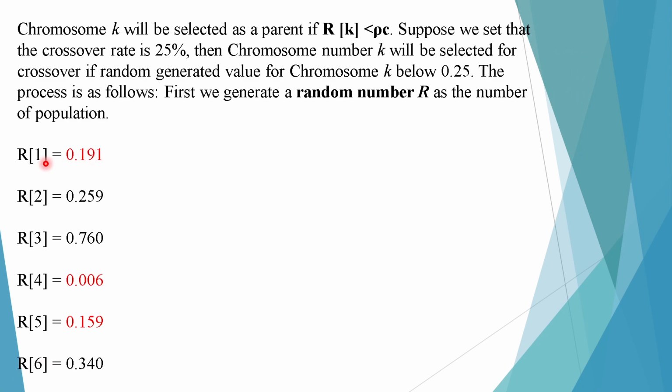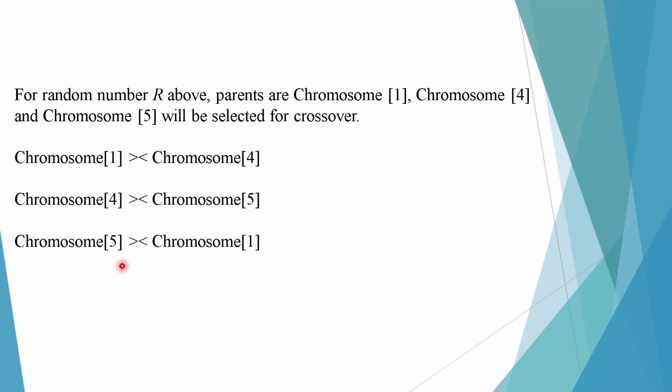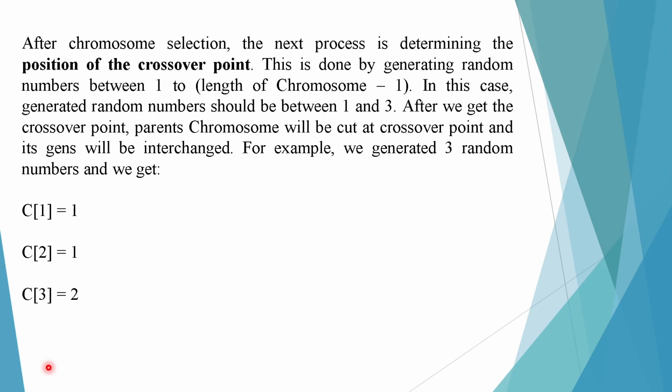So in this case we choose chromosomes 1, 4, 5 as parents to do the crossover. They repeat again: 4, 5, 1. Chromosome 1 crosses with 4, 4 crosses with 5, and 5 loops over and crosses with chromosome 1. After the chromosome selection, the next process is determining the position of the crossover point. This is done by generating a random number between 1 and the length of chromosome minus 1.